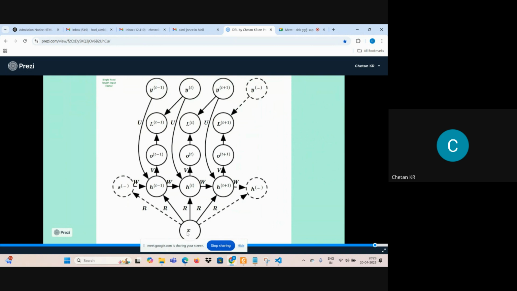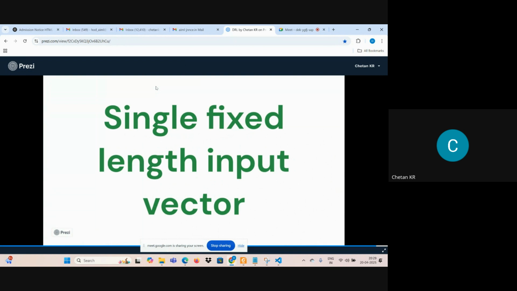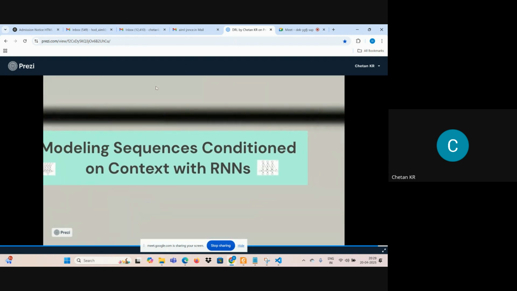Instead of giving a part of the input, you give the complete input. Instead of dividing input and giving pieces, you give the complete input as an embedding or something, and that is called a sequence. So it is a fixed length sequence. Give that fixed length sequence to each hidden state, and the other things are the same. This is called the single fixed length input vector strategy. What is the next strategy?